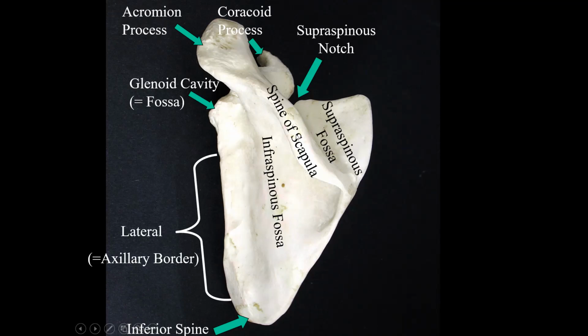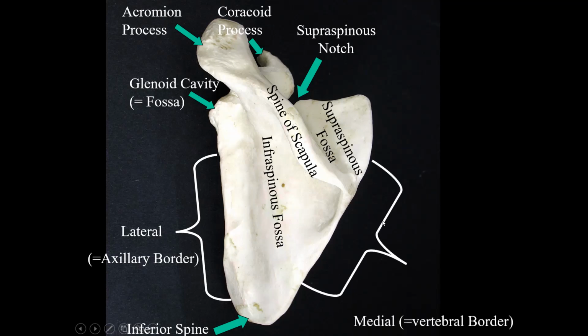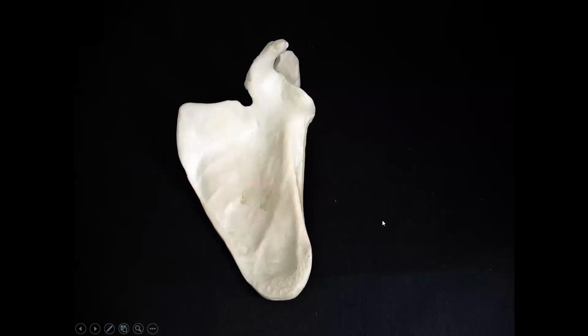Your landmarks are going to be the spine and the glenoid cavity and the acromion process. Those are your major landmarks here. The supraspinous fossa, the spine of the scapula, the infraspinous fossa, the glenoid cavity, and the acromion. Those are your major landmarks, because there's your vertebral border there.